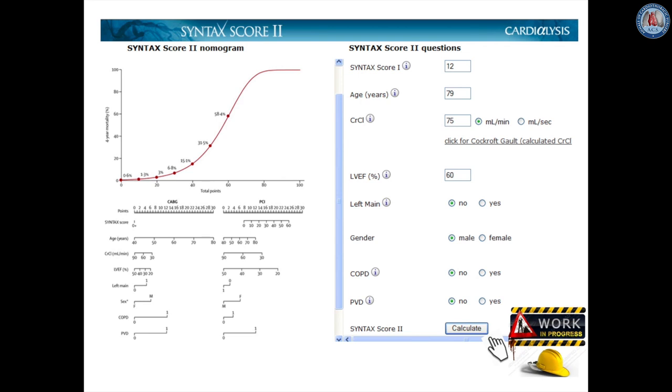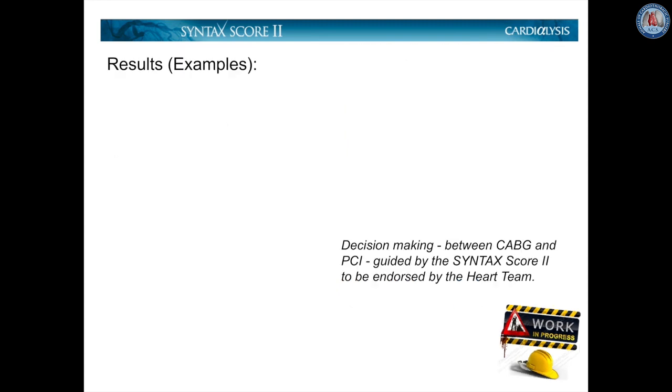introduced in the calculator of the website, you put the Syntax score, the age, etc., the ejection fraction, and you get a score, the Syntax score 2. And that Syntax score 2 on the left-hand side of the slide will tell you the predictive probability of 4-year mortality.